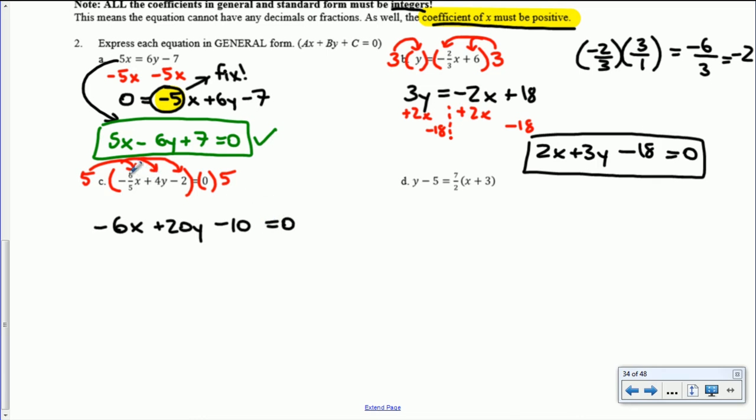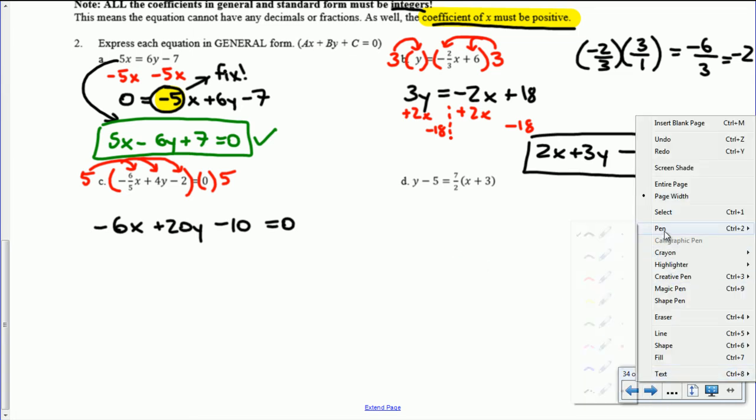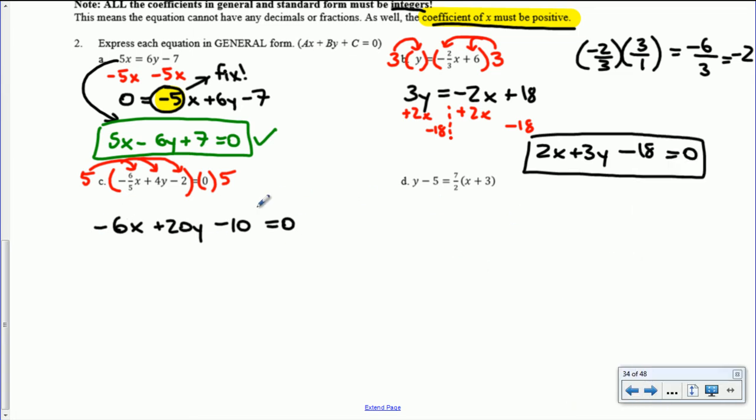I obviously need that to be a positive integer, so it currently isn't. So if you like, you can think of bringing everything to the right side, or you can divide everything by a negative 1, or if you prefer, you can multiply everything by negative 1. Ultimately what happens is just the signs of each of these flips. So I would get 6x minus 20y plus 10 equals 0. That's done.